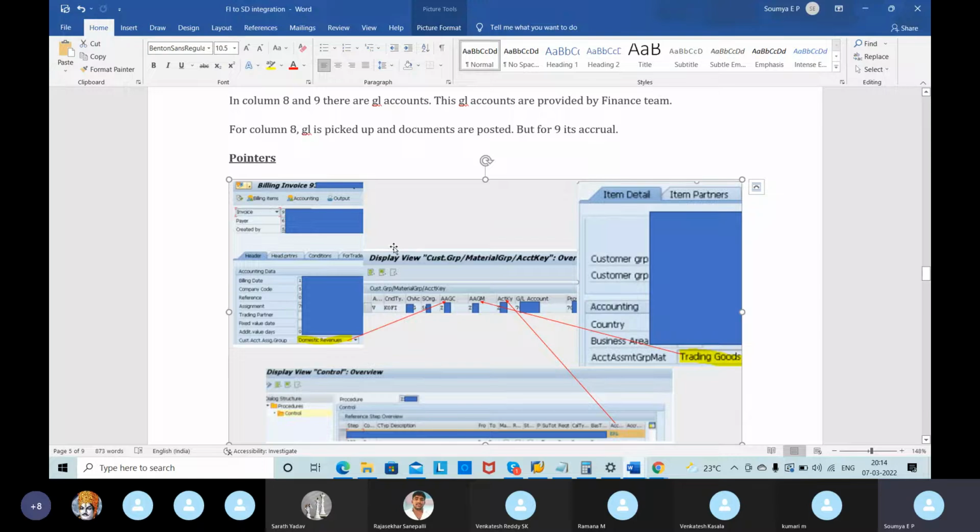Pointers. If you see in this billing invoice and header, under the header we get the 5th column, the customer account assignment group, AAG. The 7th one, the accounting key, is this one. Under item details, this is the 6th point, AAGM. The 7th one is this one, ERL.